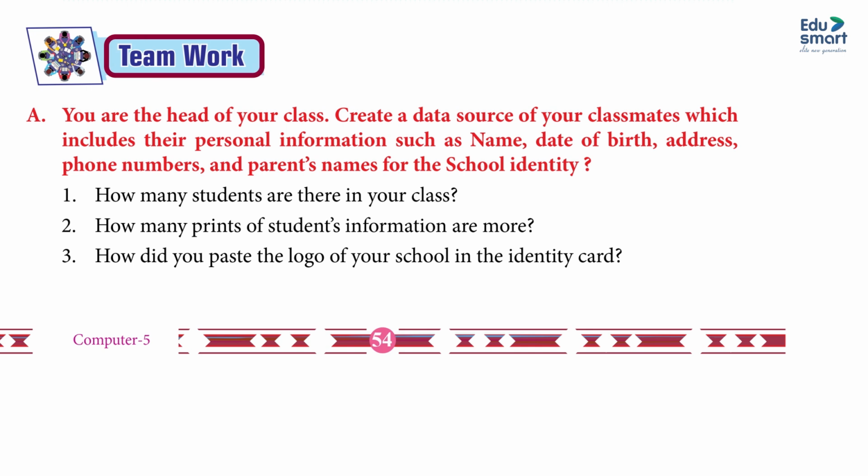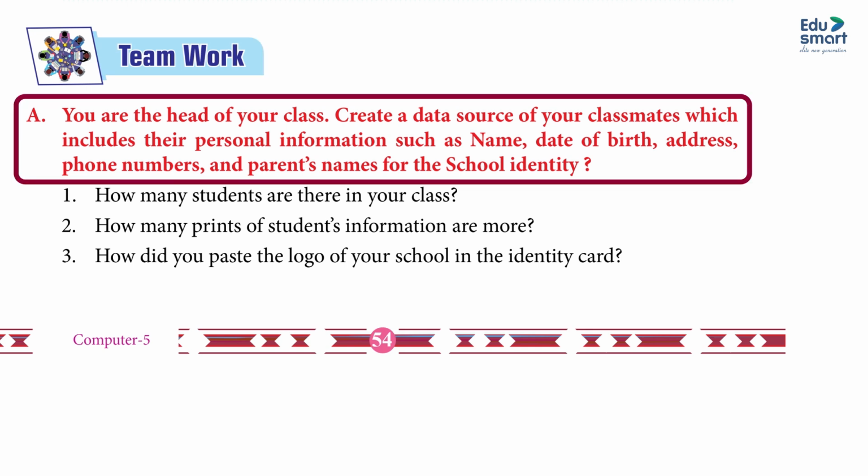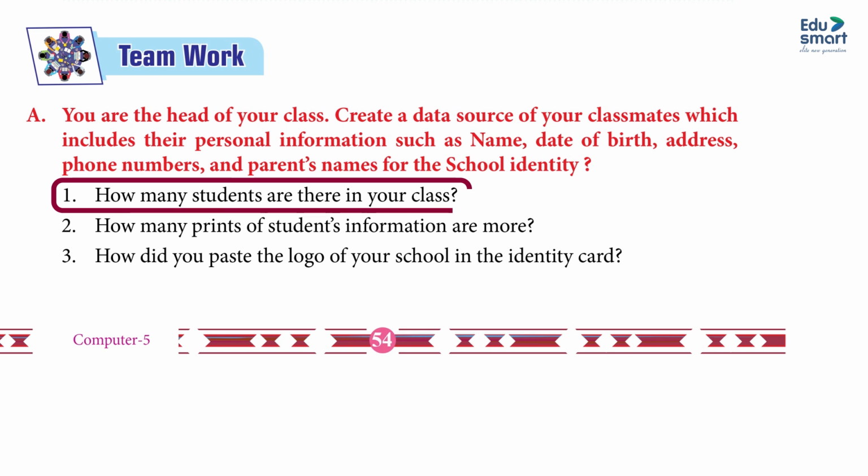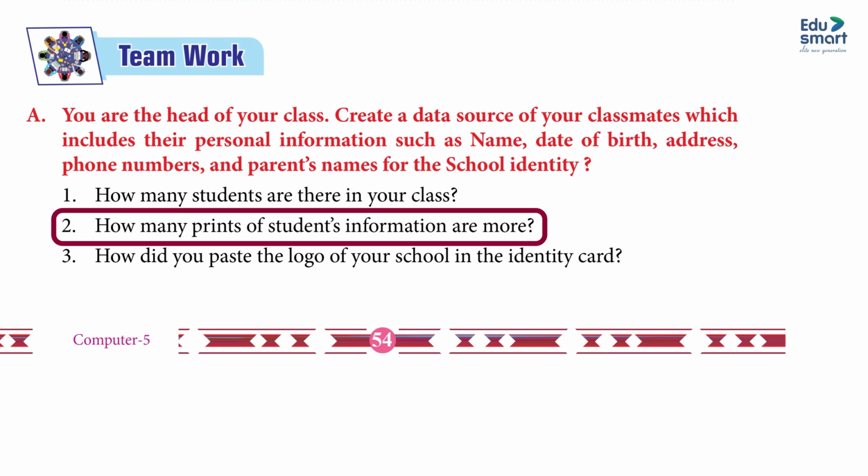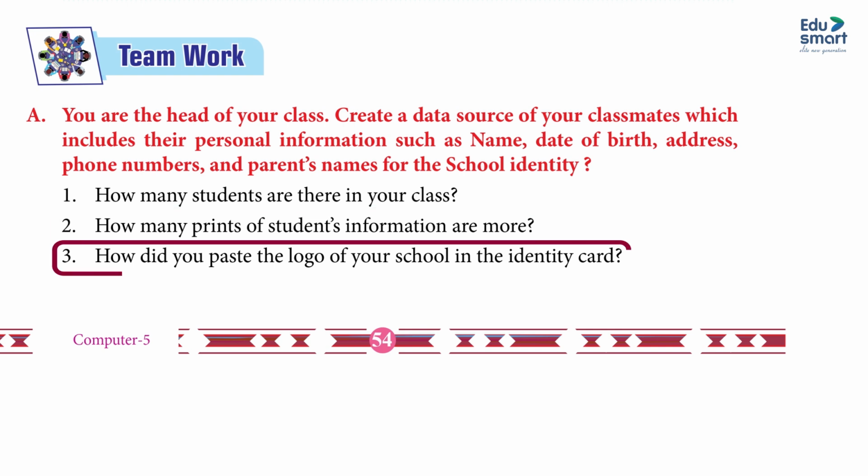Teamwork. A. You are the head of the class. Create a data source of your classroom which includes their personal information such as name, date of birth, address, phone numbers and parents' names for the school's identity. 1. How many students are there in your class? 2. How many prints of students' information are needed? 3. How did you paste the logo of your school in the identity card? Answer: Students will do it themselves.